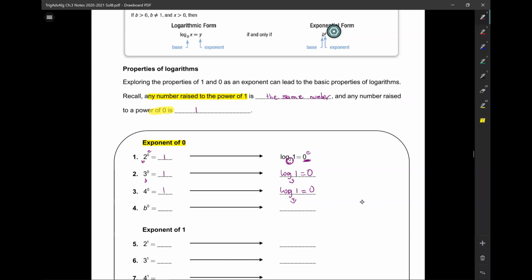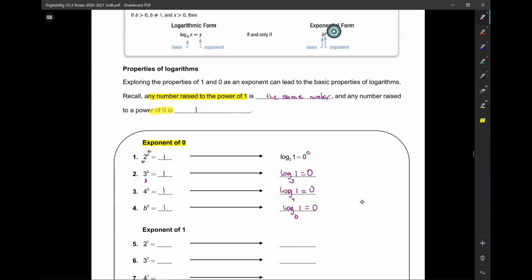So now let's just do, instead of a number, b to the power of 0. Well, anything to the power of 0 is 1. So as a logarithmic form, this will be log base b of 1. What should be the exponent of b so I get a 1? 0.